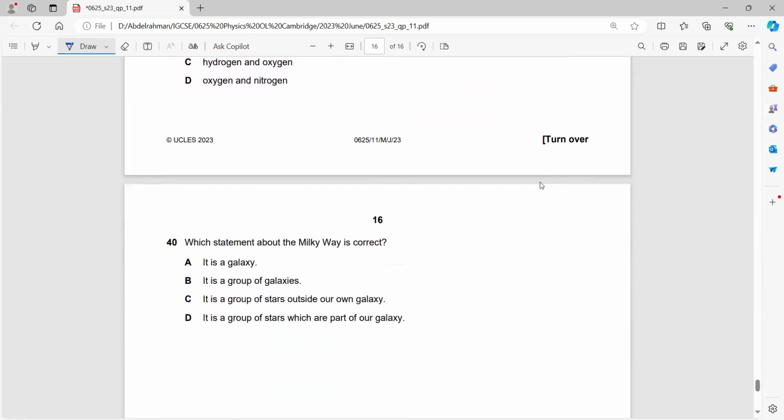Which statement about the Milky Way is correct? Definitely, the Milky Way is a galaxy. Okay.